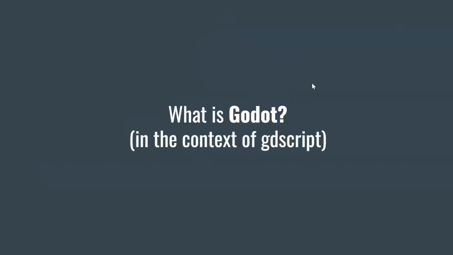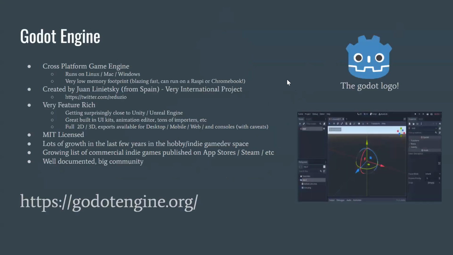So the real question is, what is Godot in the context of that? Godot is a game engine. It is a cross-platform game engine. It is fully MIT licensed, so it has very permissive licensing. It has an extremely low memory footprint. So it's one of those things where you're just like, I can't believe how fast this is. It loads up pretty much instantly. I've run it on a Raspberry Pi 4, on a Chromebook that has Linux support, and so on.